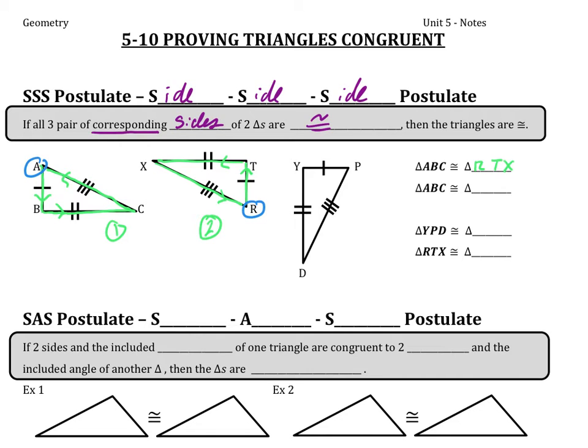So let's try another one. Let's try to say if triangle 1 is congruent to triangle 3 here. So if we were doing this, we'd follow the same pattern. So across the single, followed by across the double, followed by across the triple. So we would have it congruent to triangle PYD. So now we can assume that angle A, angle R, and angle P are all congruent. B, T, and Y are all congruent, and C, X, and D are all congruent. So the first position, the second position, and the third position in our congruency statements.